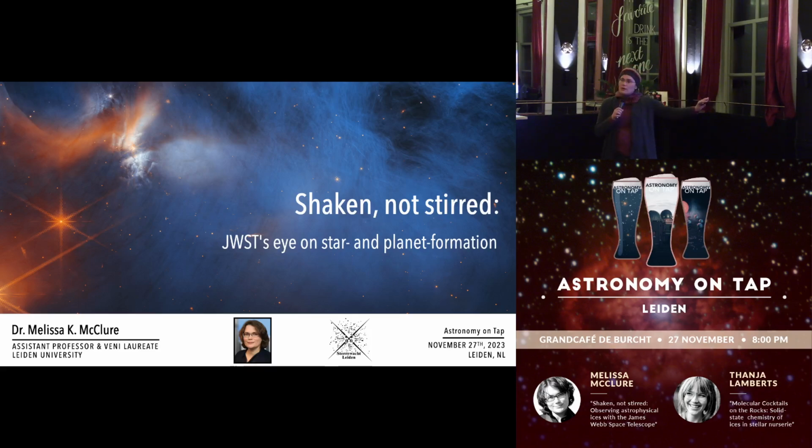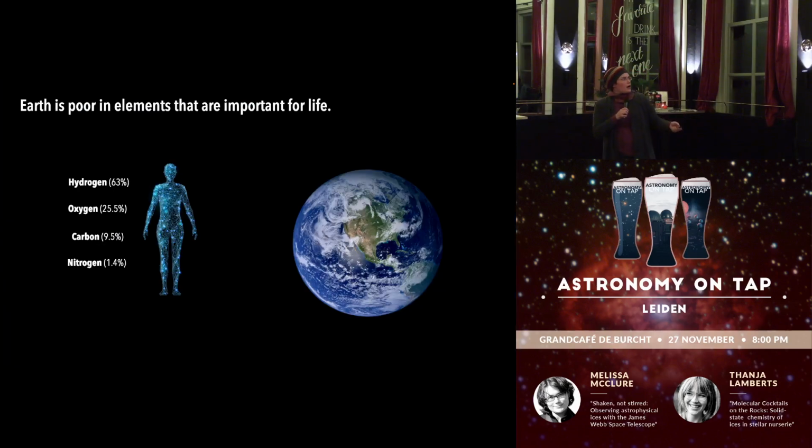Basically, I want to convince you by the end of this talk that the composition of something as basic as ices is really crucial for understanding the composition of planets that form around young stars, and ultimately the ices form the building blocks for life as we know it in our own system, but also potentially in other systems around other stars.